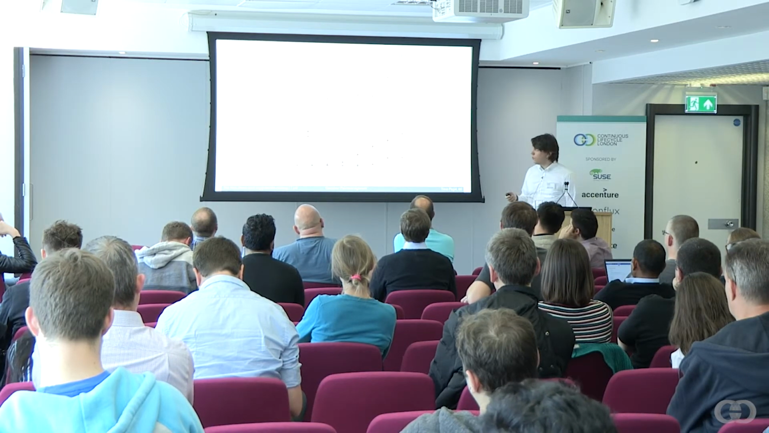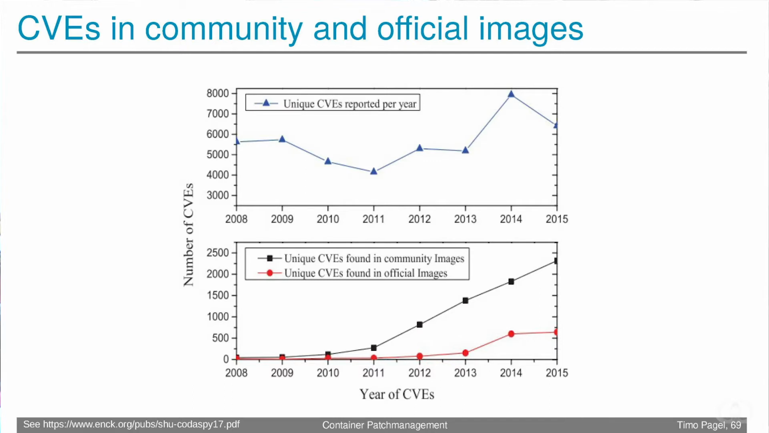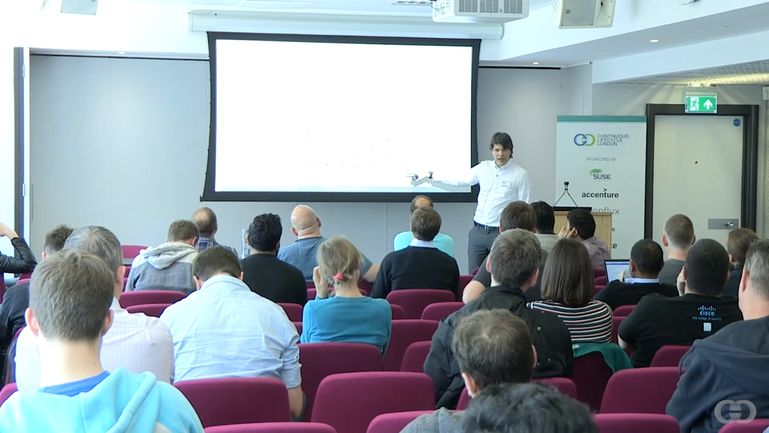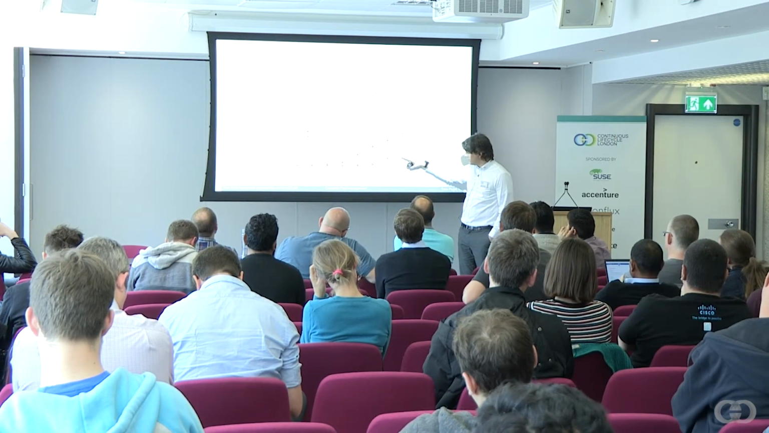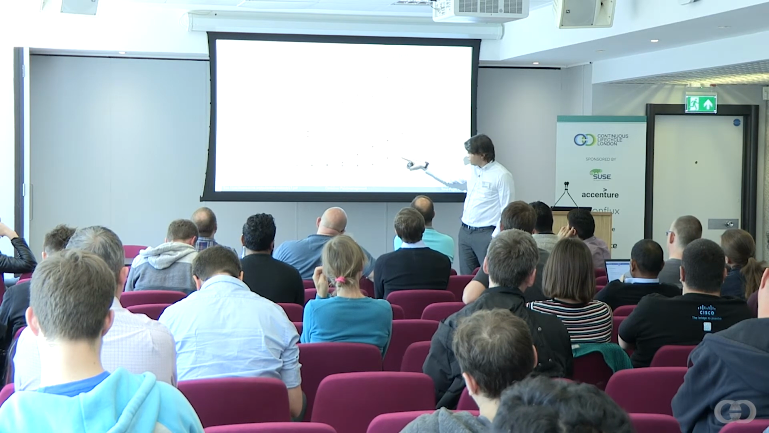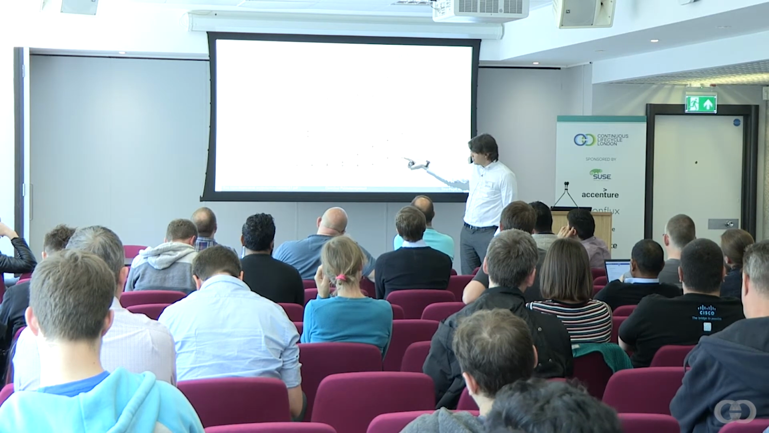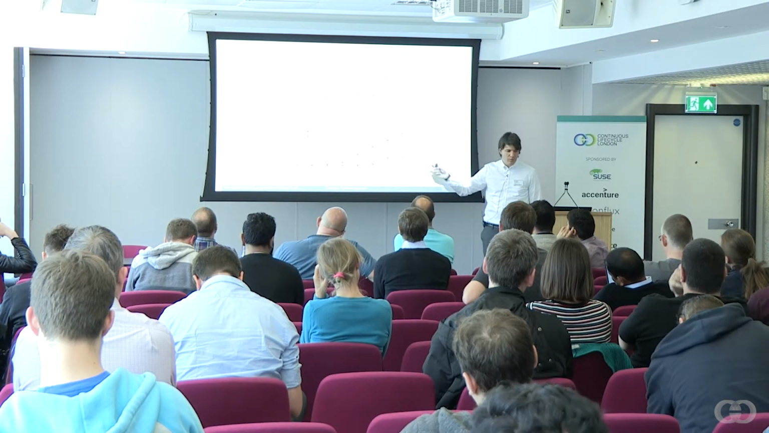Okay, here is a graph of community and official images. This is the number of reported CVEs, Common Vulnerabilities and Exposures. So when you're a researcher, you try to get a CVE number for the vulnerability you figured out, and that is this. Especially for images, we have the graph here. Interesting is I couldn't find newer research, but I think that's also fitting. You see here that there are 500 CVEs in official images per year.